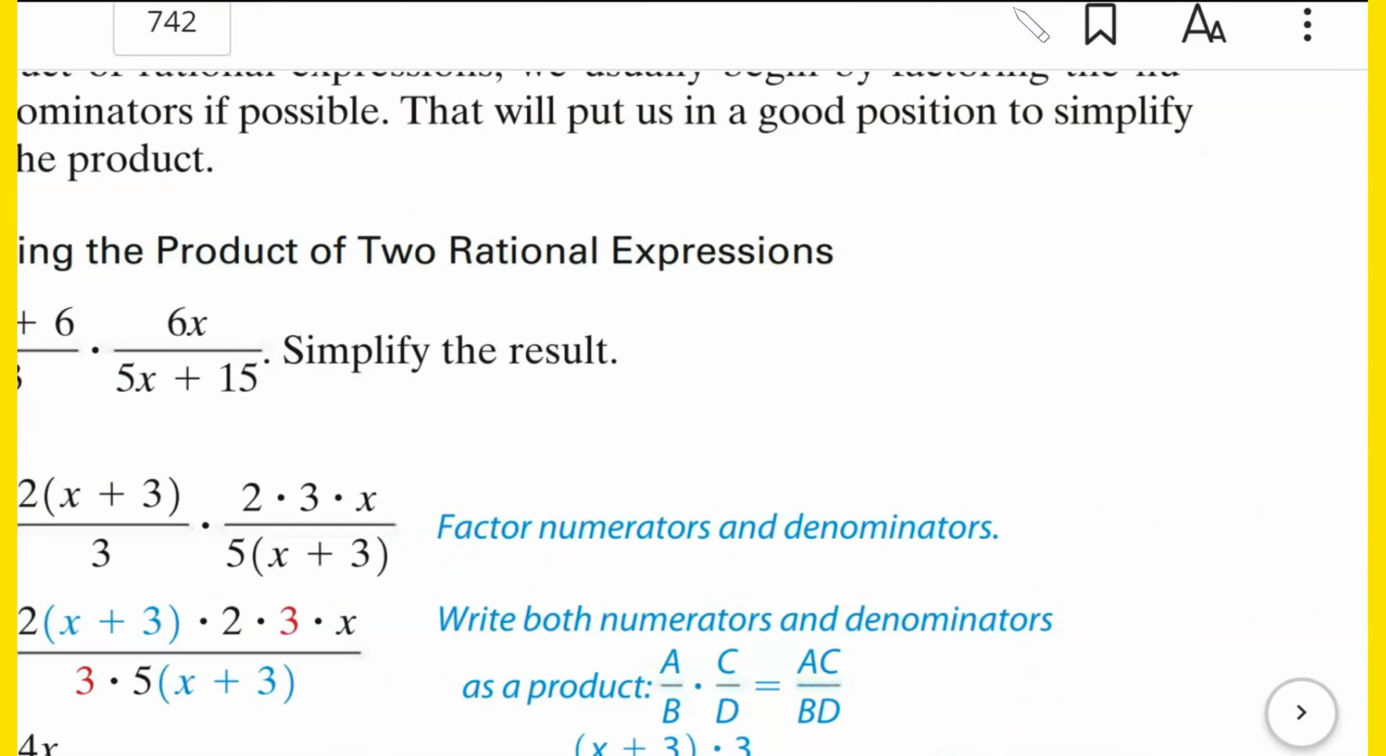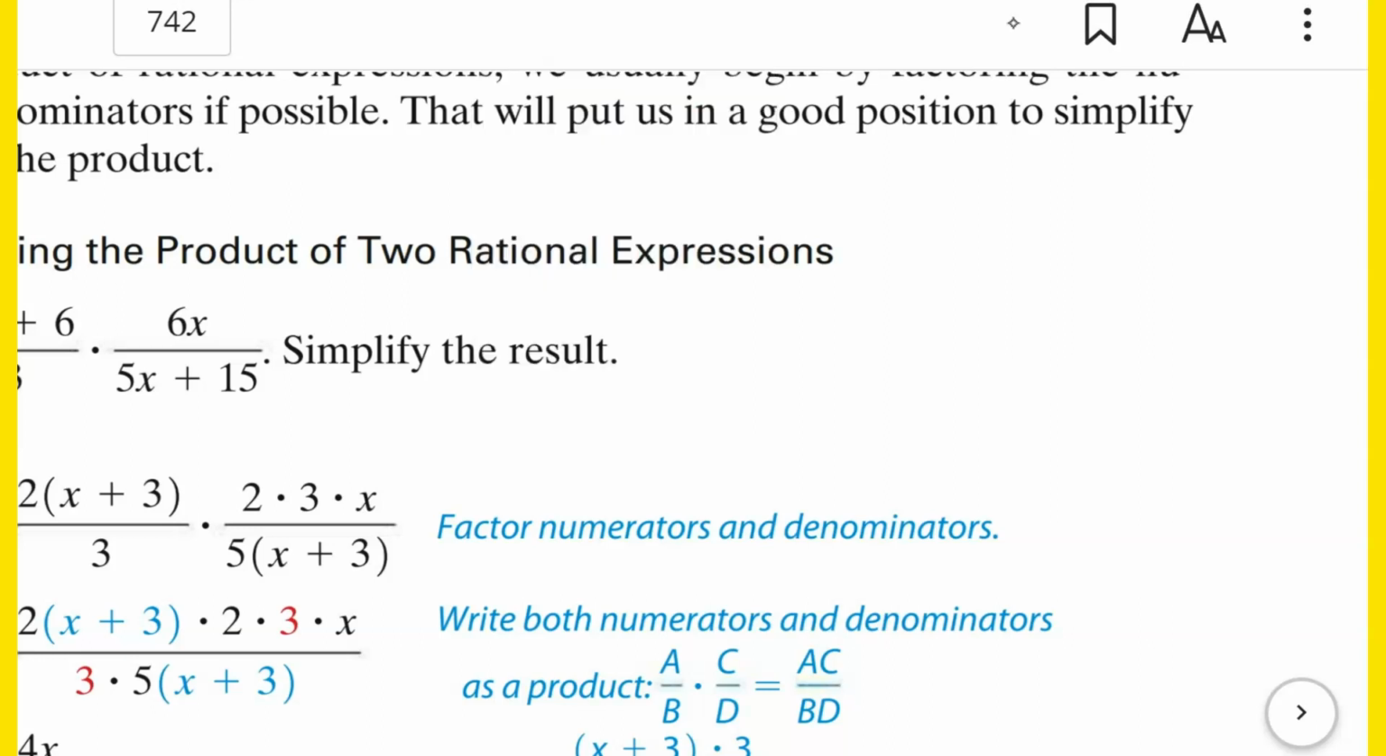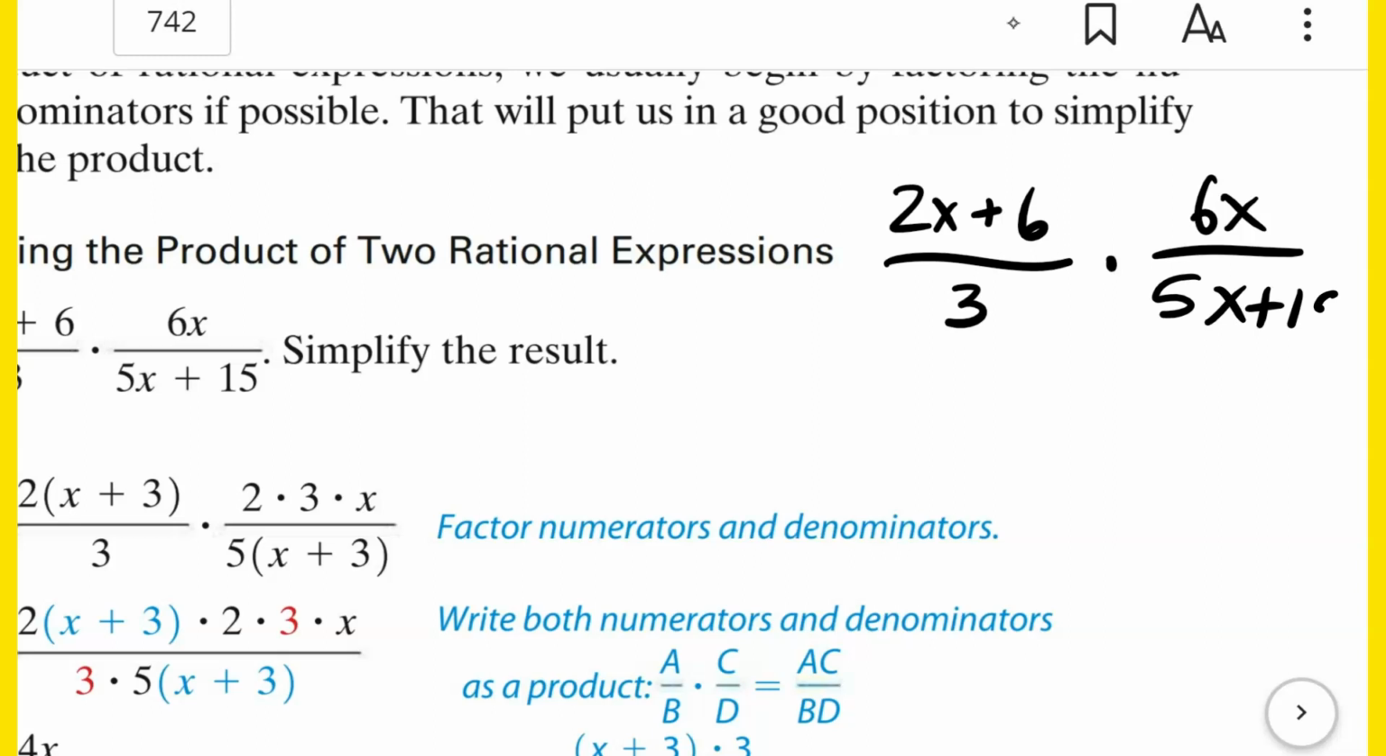I've got 2x plus 6 over 3 times 6x over 5x plus 15.